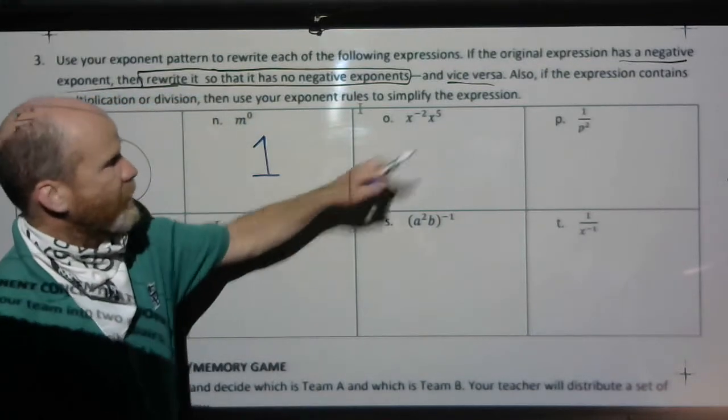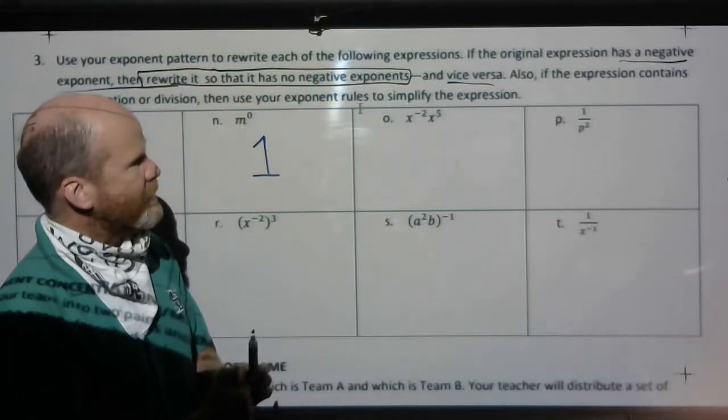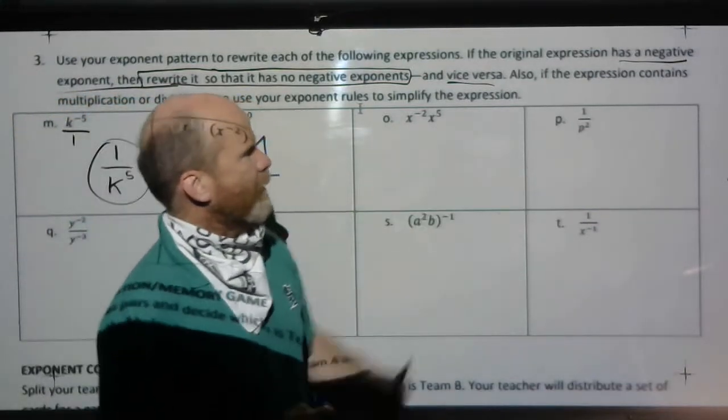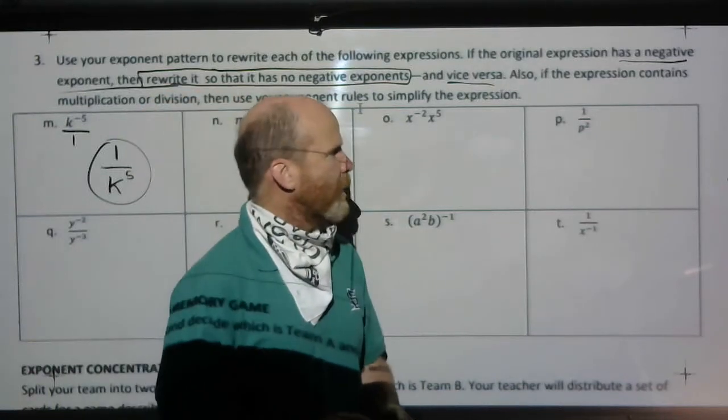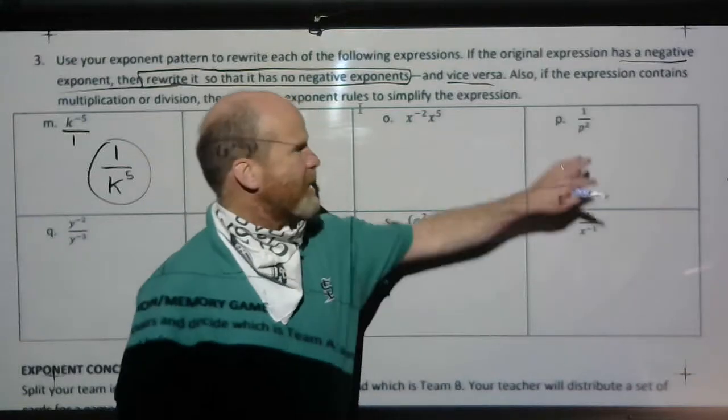I'm going to skip this one right here because I just want you to use the product rule on that and what you know about exponents. This is what I was talking about right here, 1 over p squared. Okay, I want you to pause the video for a second and take a shot at this one right here.